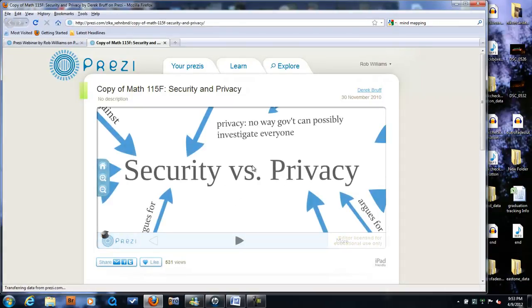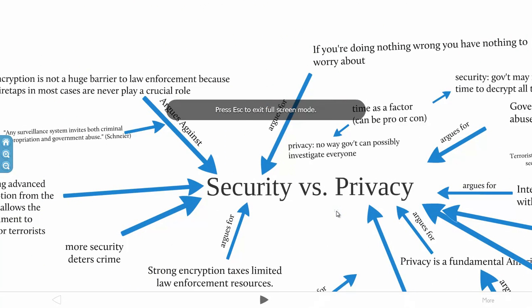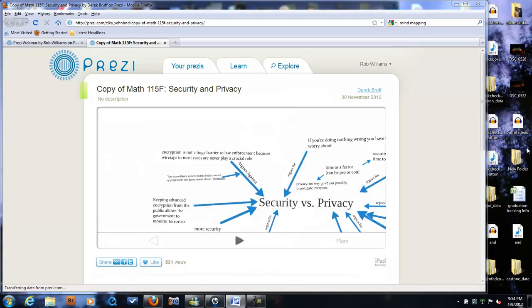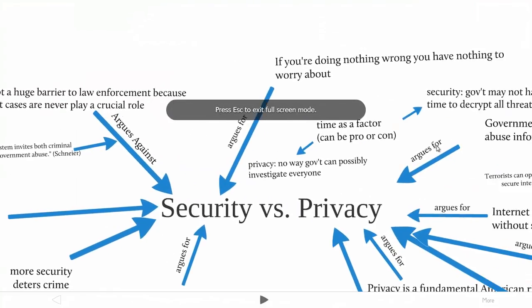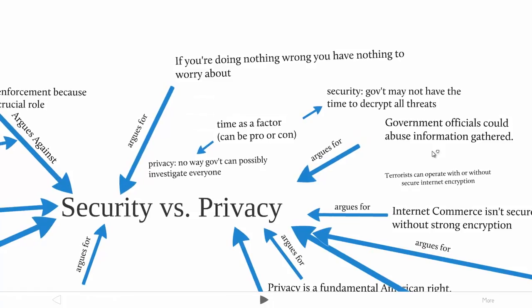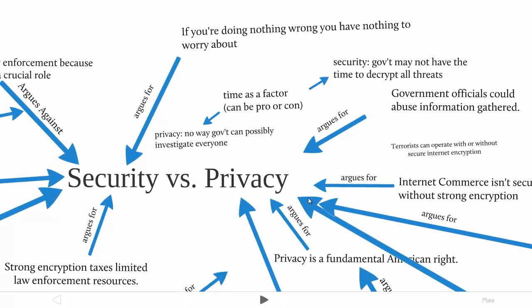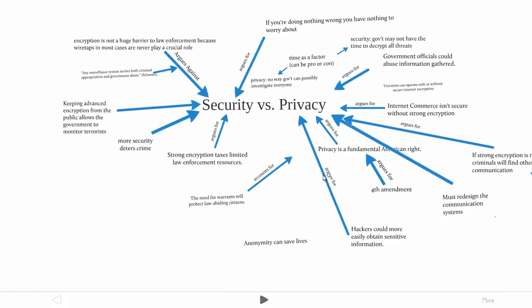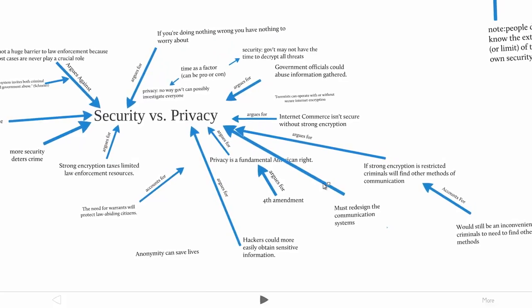This professor is doing a topic, security versus privacy. As you can see, it's kind of a mind map saying this student is arguing against security, and this student here is arguing for privacy. This allows the professor to go in and make a mind map of each one of the students if they wanted to study for a test or whatever they want to do with it.